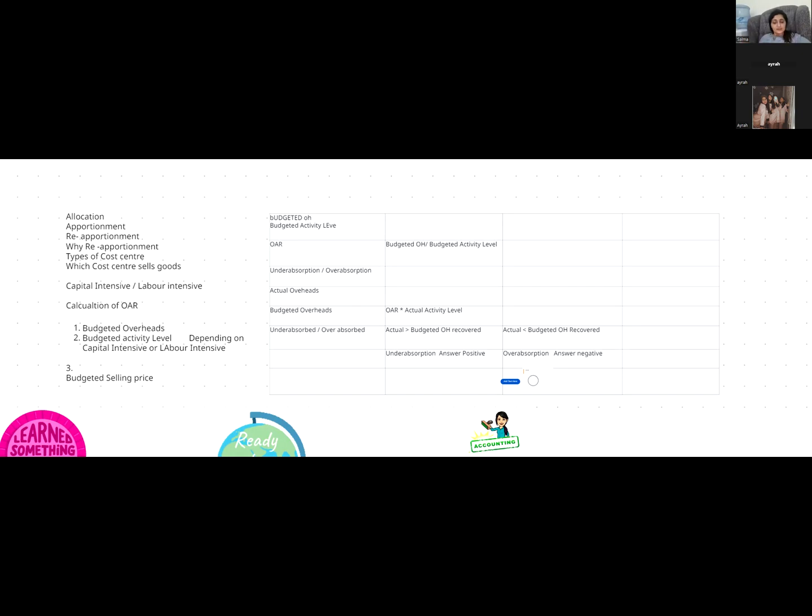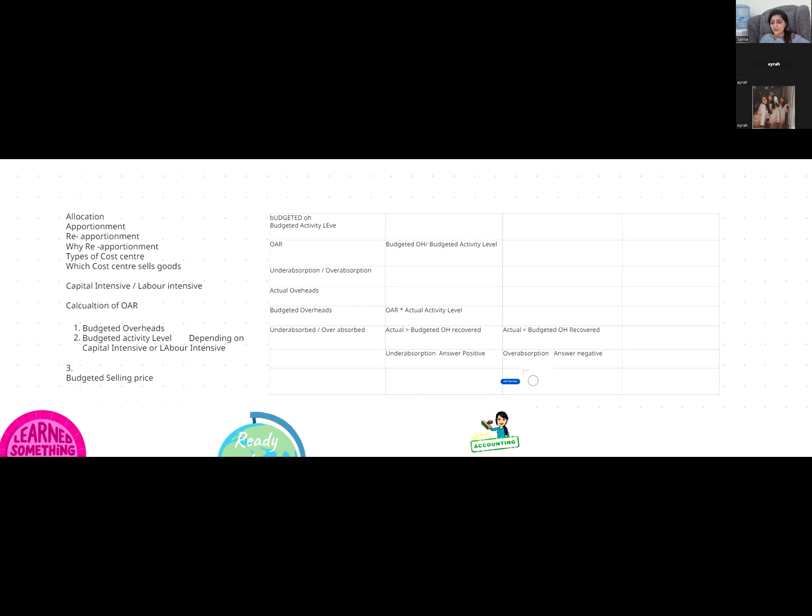How do you use capital intensive and labor intensive while calculating OAR? If machine hours are more in one department compared to labor hours, you'll use the machine hours. And if the labor hours are more, you'll use the labor hours instead of the machine hours. How do you calculate OAR? You do budgeted overhead upon budgeted activity level, and the budgeted activity level will depend on whether it is labor intensive or capital intensive.